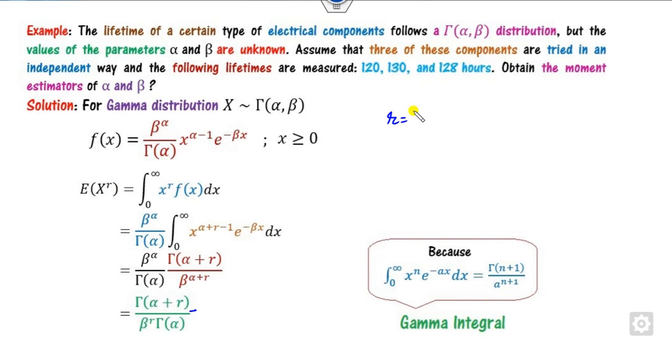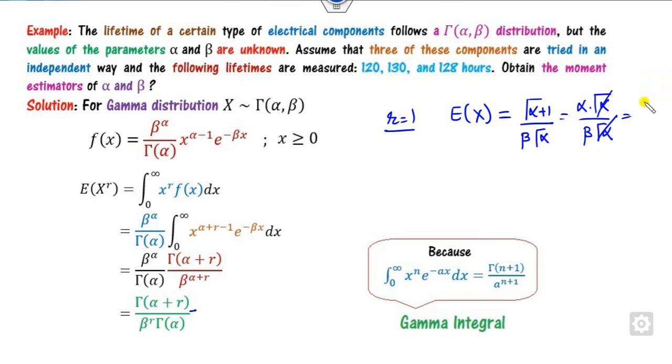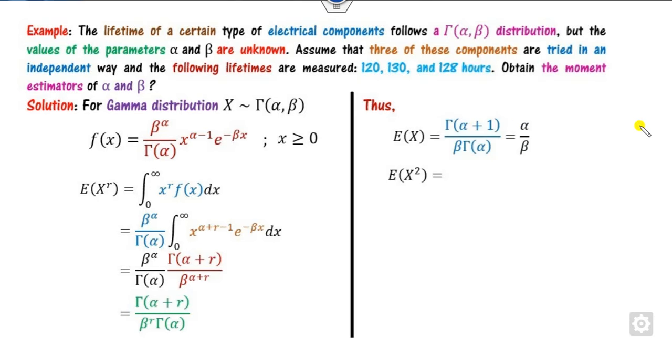So when you take r as 1, what will happen? This is E of X, and the left hand side is here, gamma function of alpha plus 1, beta raised to power 1, gamma function of alpha. What is the gamma function of alpha plus 1? It is alpha times gamma of alpha. So it will be cancelled out, and that is alpha upon beta.